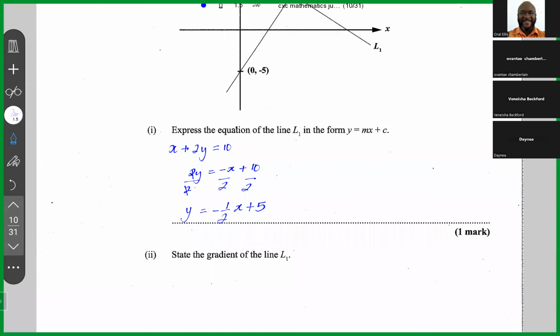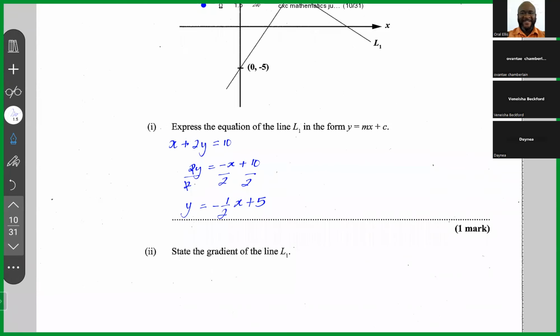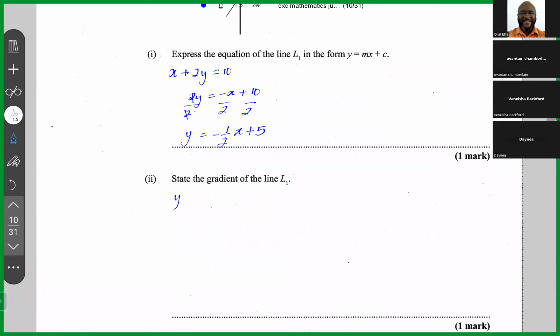Next, we're asked to state the gradient of L1. This is the equation of the line L1, y is equal to minus a half x plus 5. Once it's in this form, the number in front of x is the gradient, and the number at the end without x is the y-intercept. So the gradient of L1, M1, is equal to minus a half.